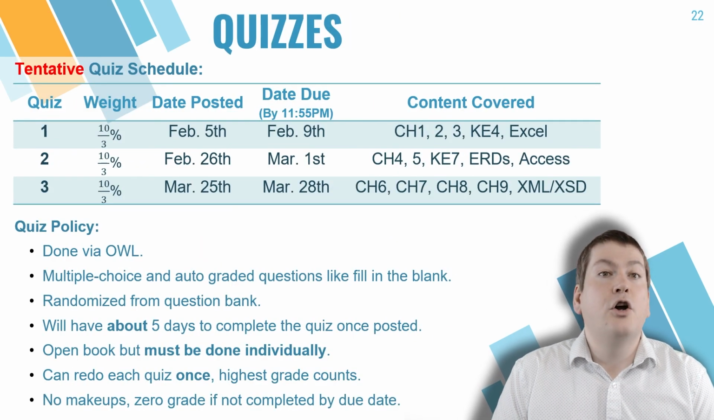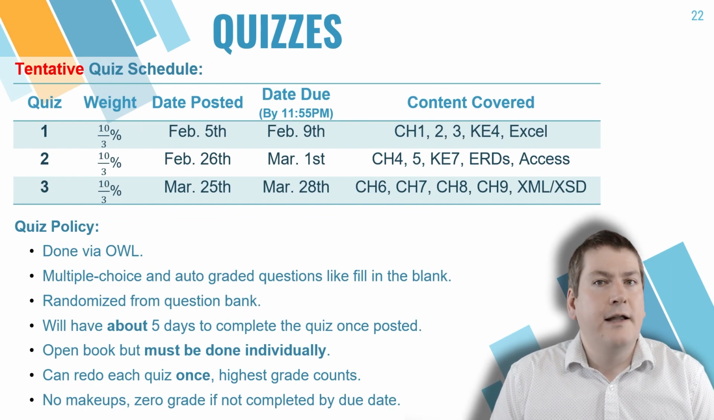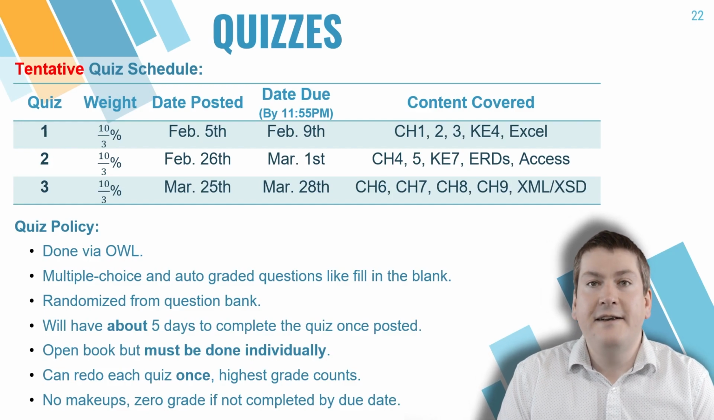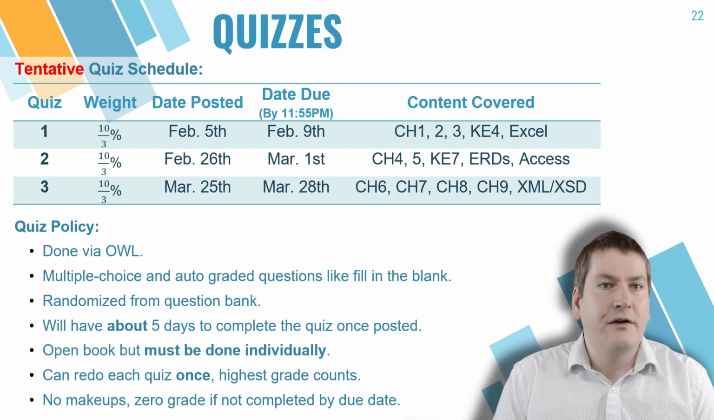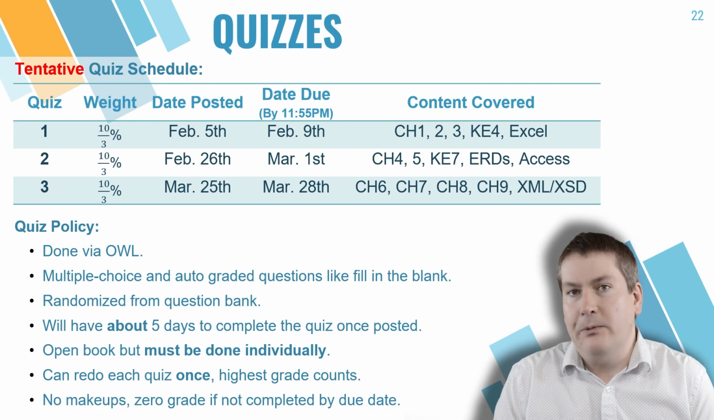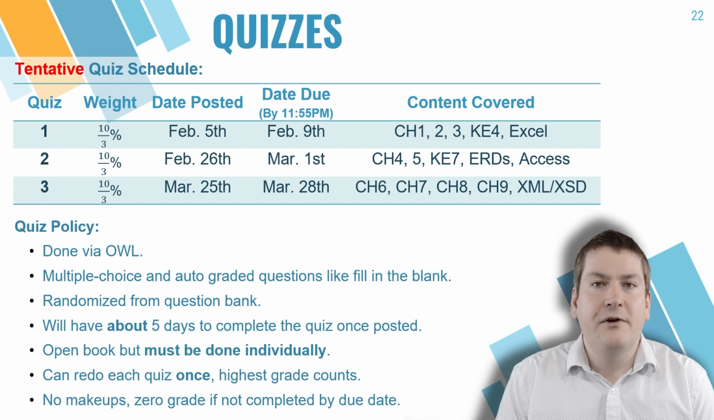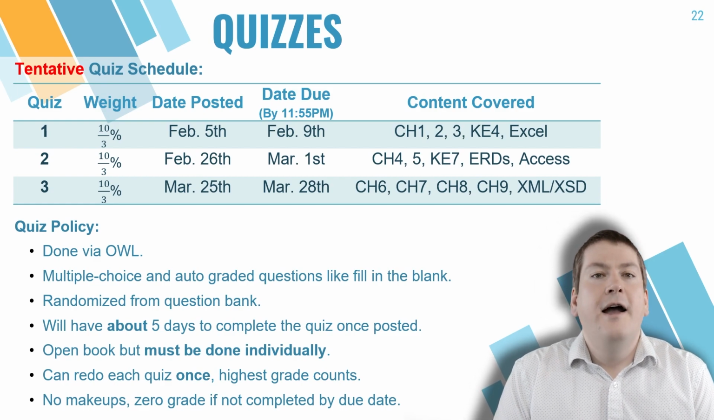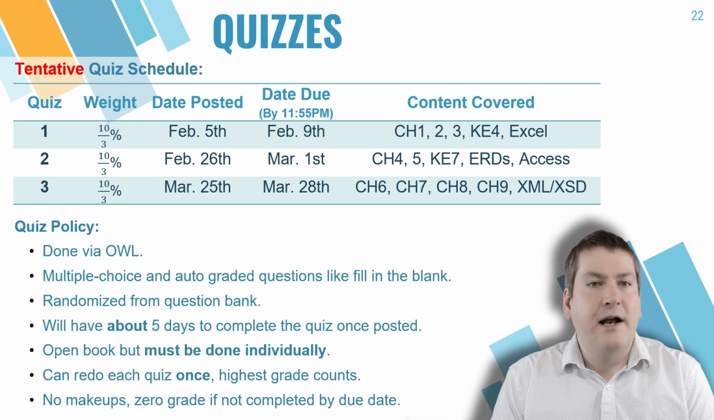Okay, next up are quizzes. There's going to be 3 online quizzes done during the course, and their tentative schedule is shown on the screen right now. Keep in mind this is tentative, so it could change as we go on through the course. Each quiz is going to be worth about 3.3333 repeating percent, or 10 over 3, of your final grade, and will cover both theory and practical content covered in the course up to that point.